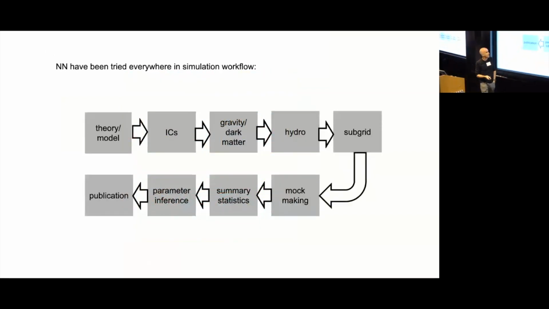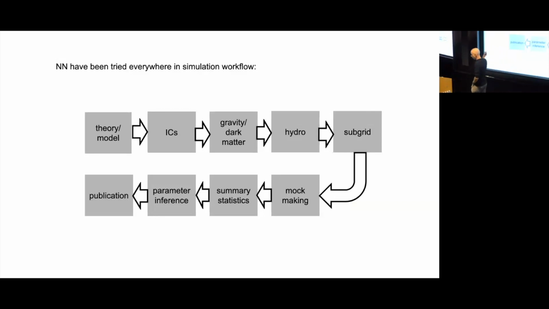So here are some different things you could do with cosmological simulations. Obviously, you might start with some initial conditions, go through, and add different pieces of physics, make mock summary statistics, and for all of these boxes, people have tried to put neural networks, deep learning, in there to improve them in some way, right?